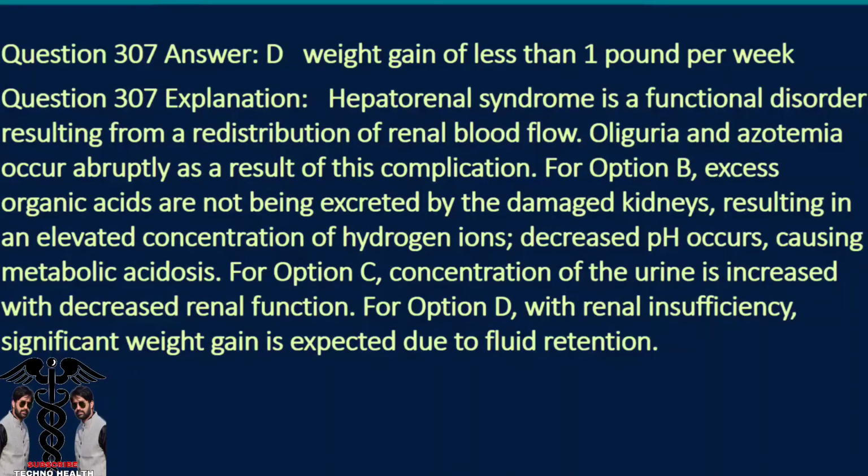Question 307. Explanation: Hepatorenal syndrome is a functional disorder resulting from a redistribution of renal blood flow. Oliguria and azotemia occur abruptly as a result of this complication. For option B, excess organic acids are not being excreted by the damaged kidneys, resulting in an elevated concentration of hydrogen ions. Decreased pH occurs, causing metabolic acidosis. For option C, concentration of the urine is increased with decreased renal function. For option D, with renal insufficiency, significant weight gain is expected due to fluid retention.